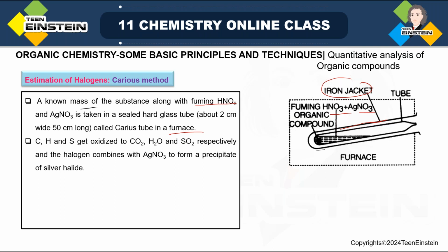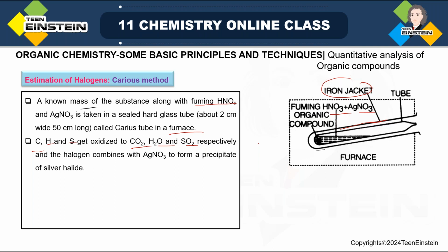Here carbon and hydrogen you will always get in an organic compound, but sulfur may also be present. That will be converted to SO2. And if halogens are present, this will be their fate. C becomes CO2, H becomes H2O, S becomes SO2. But what about the halogen?